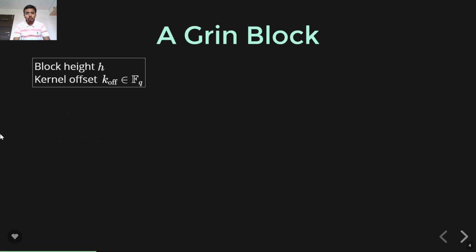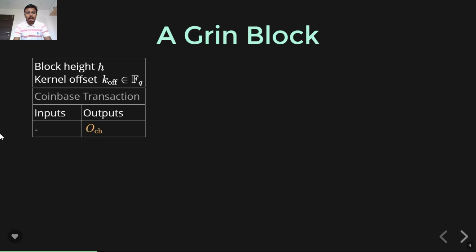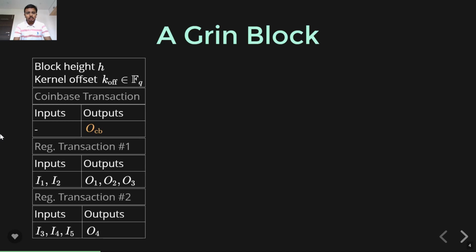Now let's talk about a Grin block. A Grin block has a header and it also has some transactions. The header is characterized by a block height and a scalar quantity known as the kernel offset, and we have some transactions. The first transaction in each Grin block is known as the Coinbase transaction, and the other transactions are known as regular transactions.